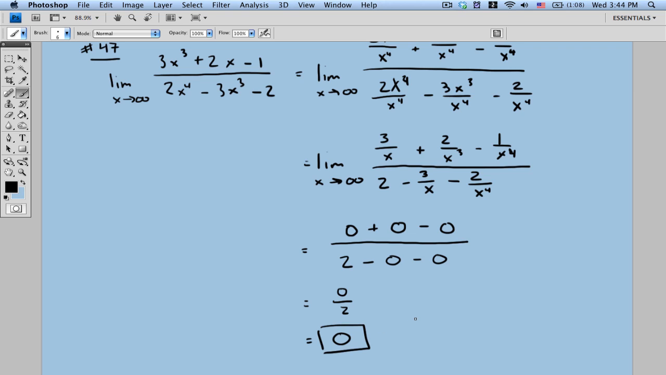So that's our limit. Now the thing to remember is that this type of thing only works because the denominator is not 0. If we were to end up with a 0 in the denominator, we'd have a different type of issue to work with. All right.